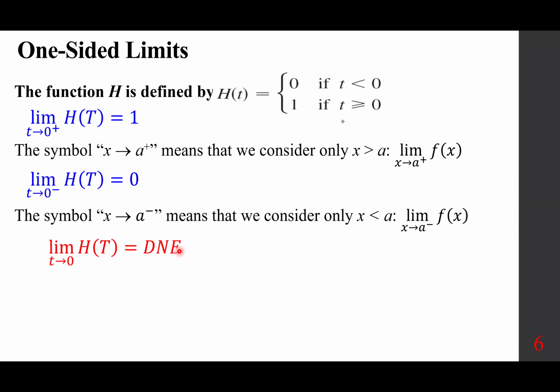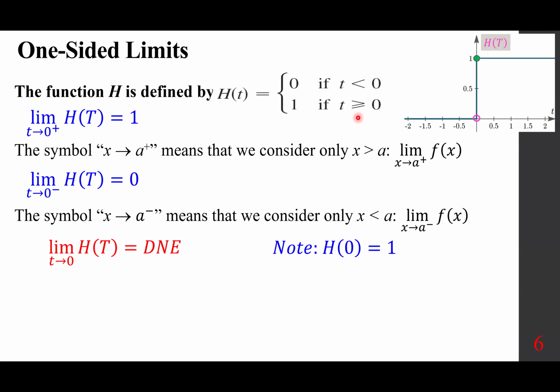Also, equality gives rise to the functional value. Note h of 0 equals 1 because of the equality. If we were to graph it, y equals 0 is the x-axis, in this case the t-axis, and y equals 1 is this horizontal line. Of course, it ends at 0. In this case, we have a solid point here, so it's a half line. In this case, the point is not solid. This is also a half line.